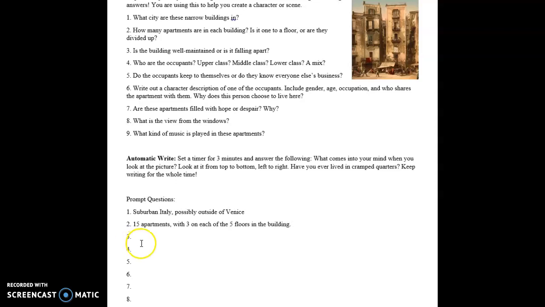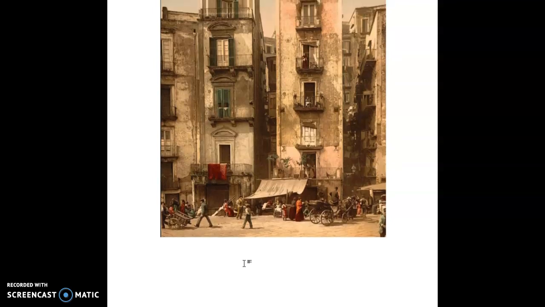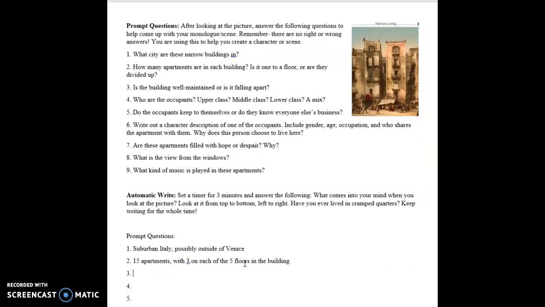So next question. And remember, there's no right or wrong answer. Try to answer as close to complete sentences as you can. Notice mine aren't necessarily full sentences, but I'm still giving you more than just one-word answers. Is the building well maintained or falling apart? And that's something that I commented on when we first started looking at this. So I'm going to say that the building's sort of falling apart. It looks like the paint has worn away.